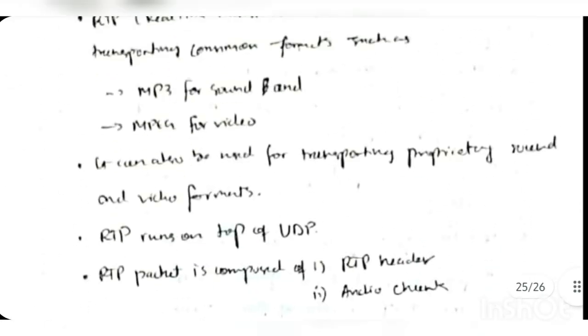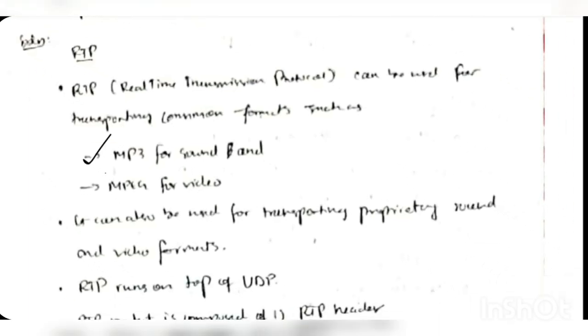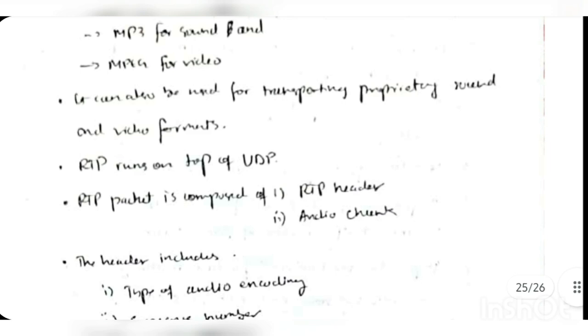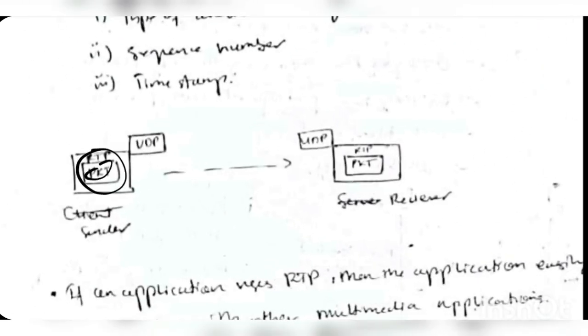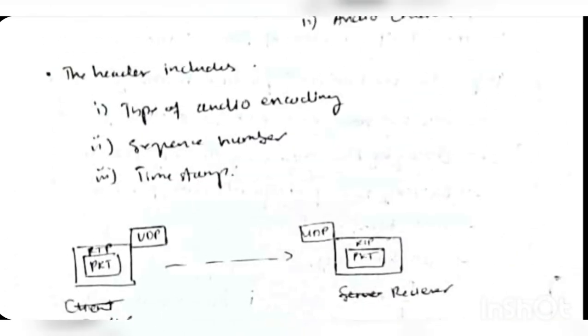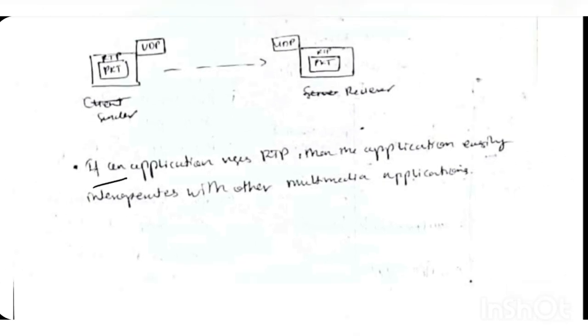Okay, the next one is about RTP and SIP, and this is the last question in module 5. RTP is a protocol, the real-time transport protocol. It can be used for sound and video also, and it runs on top of UDP. You can remember this diagram here. This is a packet, and above that is RTP, and it is sent through UDP. The main advantage of RTP is that its header has 3 things: type of audio, sequence number and the timestamp. If an application uses RTP, then the application can easily interoperate with other multimedia applications. That is the advantage of RTP.